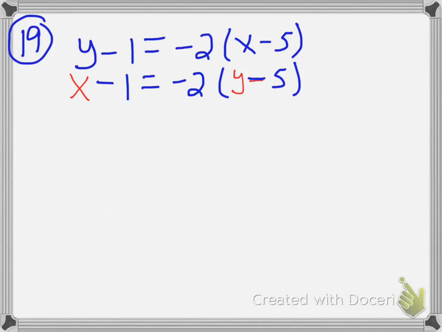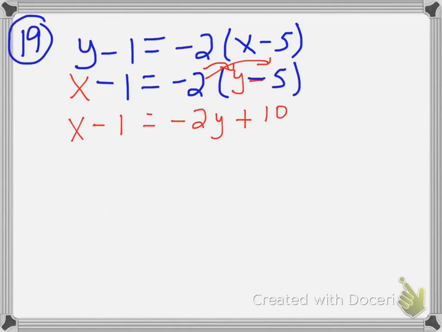On this one, I'm going to go ahead and distribute this negative 2 first. So I'm going to go negative 2 times this and negative 2 times this. So we'll leave this as x minus 1 equals negative 2 times y is negative 2y. Negative 2 times negative 5 is a positive 10.